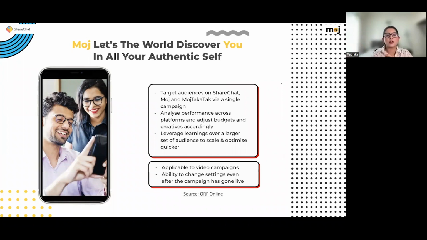But now we have the capability of delivering the same campaign on both ShareChat and Moj simultaneously. How does this help you? This speeds up the scaling process quite a bit, because the learnings across ShareChat and Moj can now be leveraged on both platforms, and you wouldn't have to wait for two separate campaigns to have their own learning curves and their own 2000 to 2500 initial clicks so that they can start performing even better.